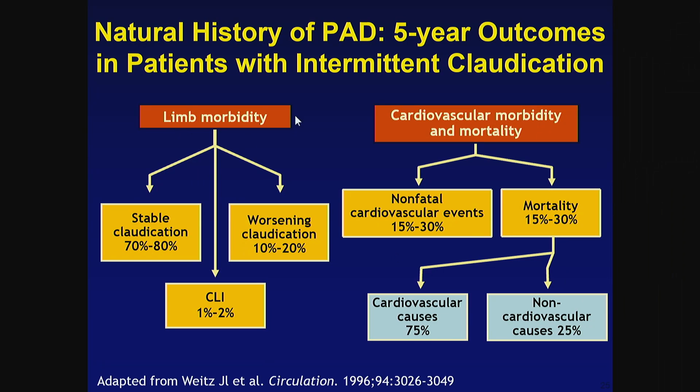Most commonly, patients with intermittent claudication continue to claudicate at a stable level. 10 to 20% of them progress to worsening symptoms, but only 1 to 2% of patients with peripheral artery disease progress to limb-threatening critical limb ischemia, where limb loss and amputation are a real danger.